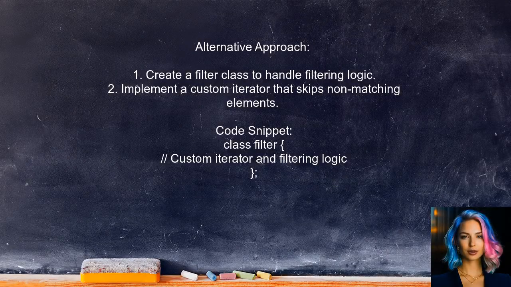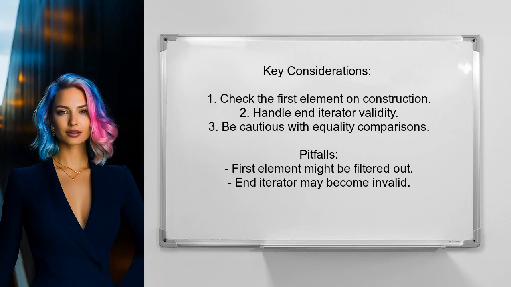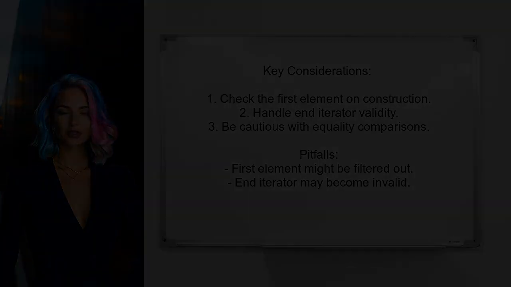An alternative approach to creating filtered iterators comes from a user who has tackled this problem. They suggest implementing a filter class that encapsulates the filtering logic. This class includes a custom iterator that skips over elements not meeting the filter criteria. The user highlights some pitfalls to be aware of, such as ensuring the first element is valid and handling the end iterator correctly. They emphasize that filtering can be complex, but their solution provides a structured way to achieve the desired functionality.